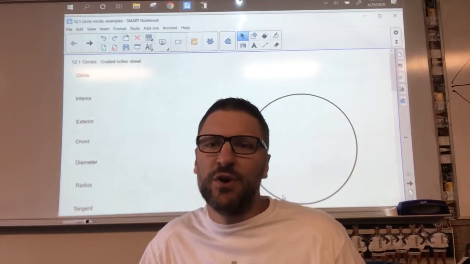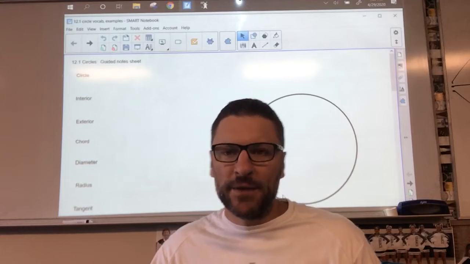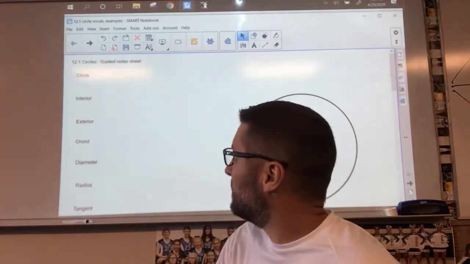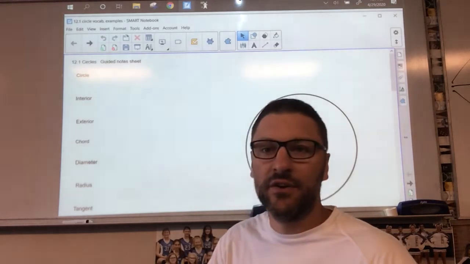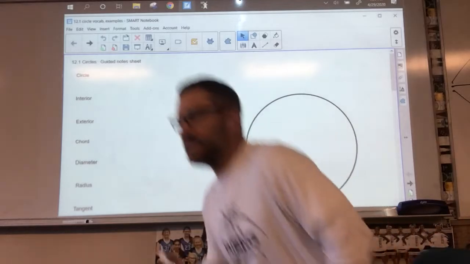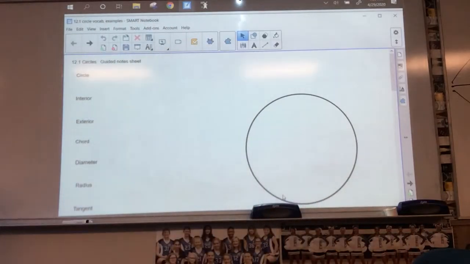You should get the first part of your notes, the vocab, the picture, be able to draw on this picture and fill in this note sheet from the reading. It talks about what a circle is, interior, exterior, the chord, diameter, radius, all of these topics that you can get from the reading, pretty easy stuff.